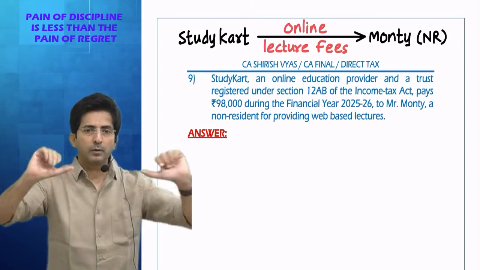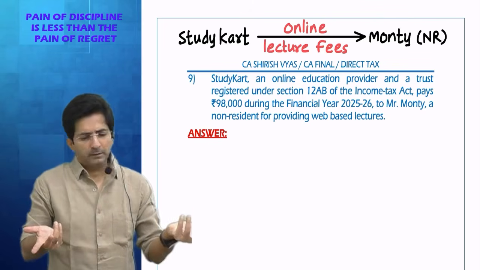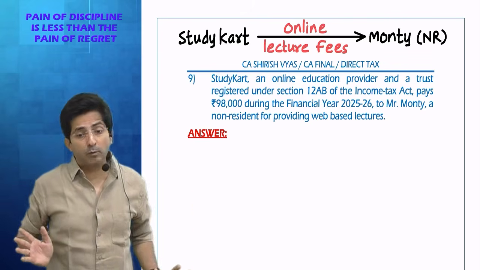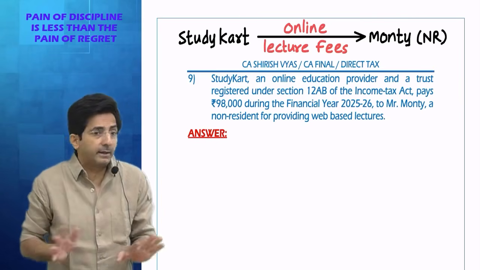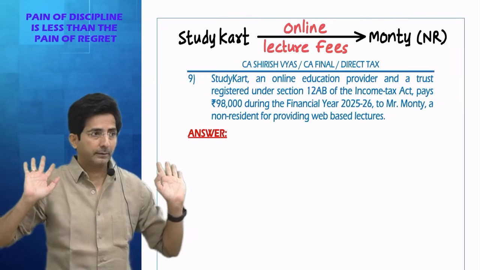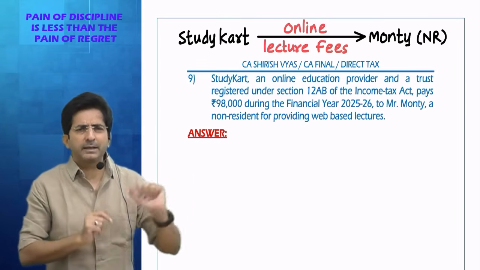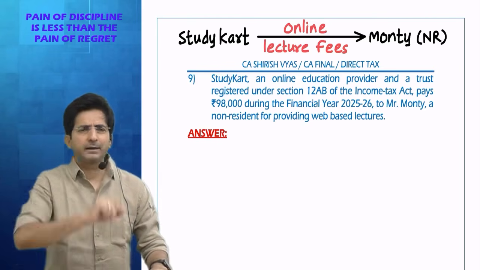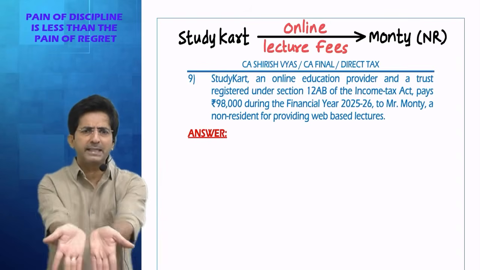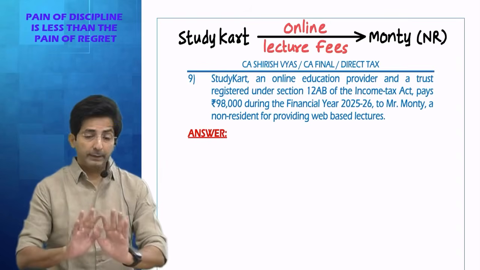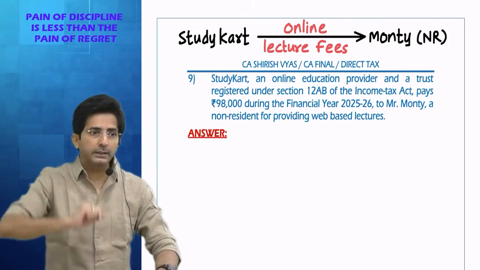See, alternative one was what? If lecturing is assumed as PGBP, then income is said to arise in India only if Monty has a permanent establishment in India, and since it doesn't have a permanent establishment in India, income is not accruing in India, TDS will not apply. This is answer 1. Alternative answer: if we assume that lecturing is not PGBP income, then income is said to arise in India because lecturing is done for Indian students. And if it is assumed that income is arising in India, then TDS will apply. Both the solutions they have given.